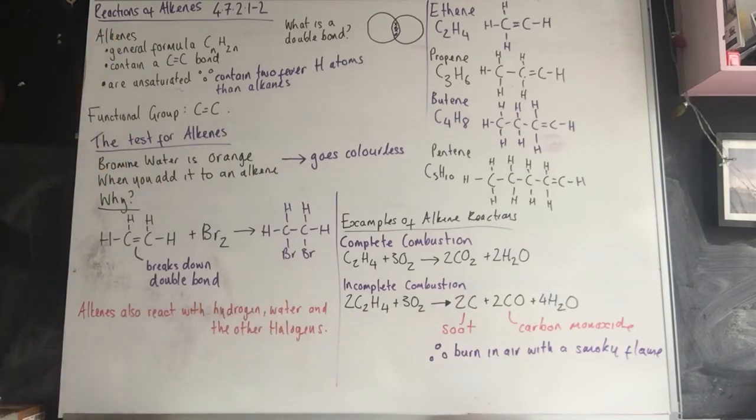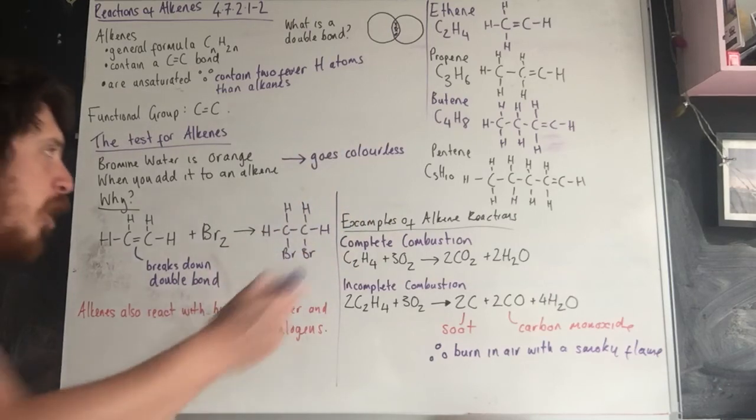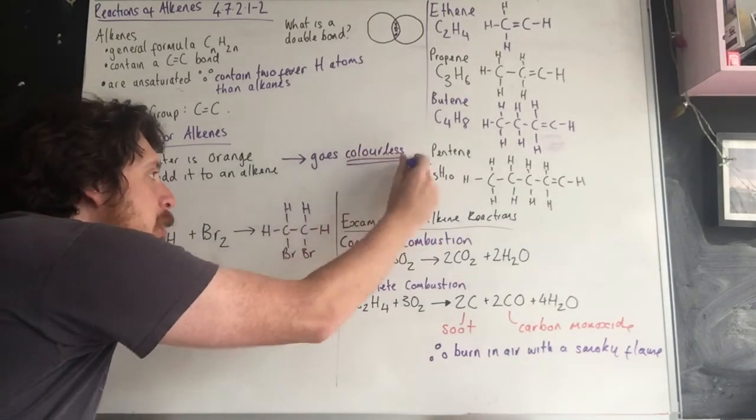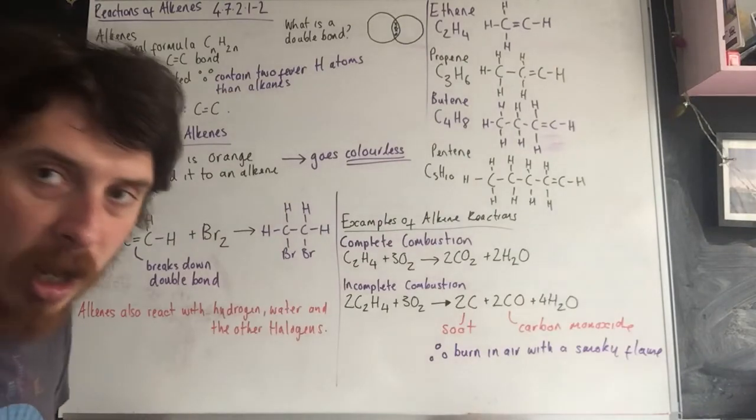You might be asked, how would you test to see if something's an alkene? One mark answer: you add bromine water to it. Bromine water is orange. When you add it to an alkene, it goes colourless. You've got to double underline, you've got to use the word colourless.